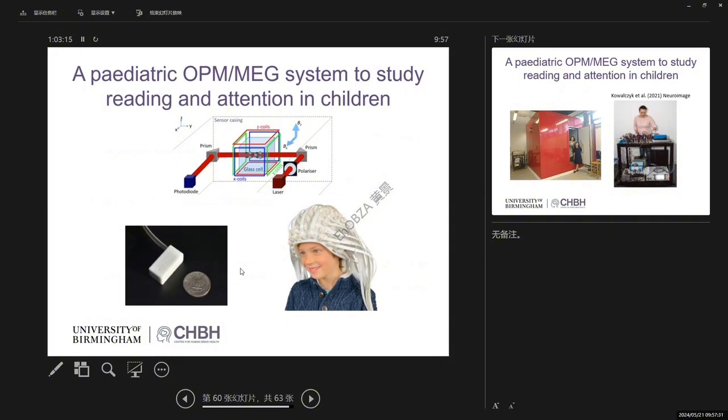And the big advantage of these sensors, compared to conventional imaging, is that they do not require cooling by liquid helium, right? So that means they can be placed close to the head of these children. So we are in the process of developing such a system. We now have a system up and running, but now we are taking the next step of designing the part for children.